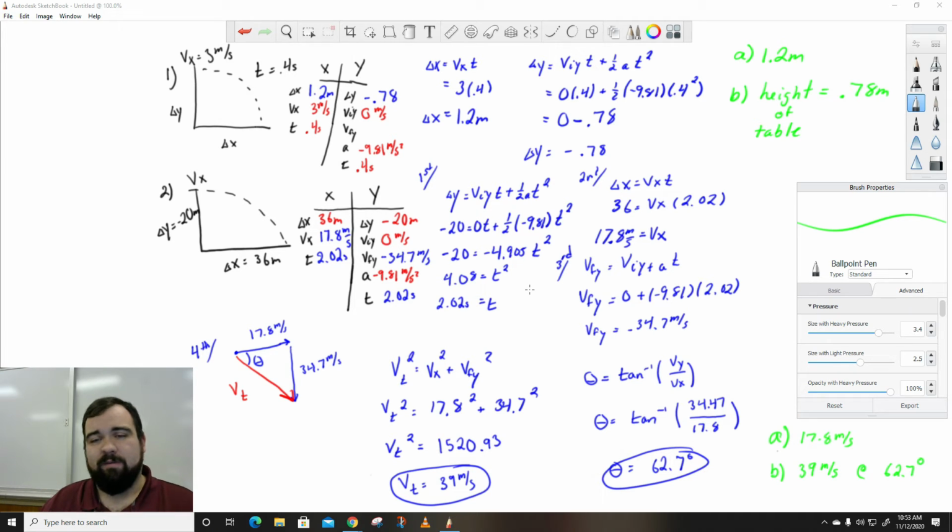The next bit, we're looking for the total speed that it was launched at. Since it's launched horizontally and that VIY is 0, that means the total speed is just Vx. So we go to the delta x equation to figure out what Vx is.